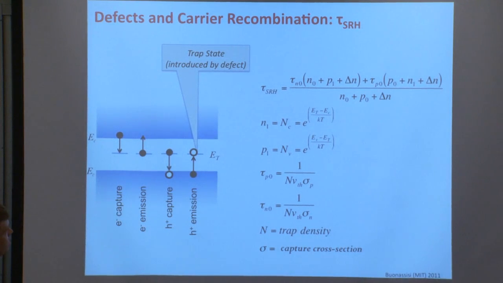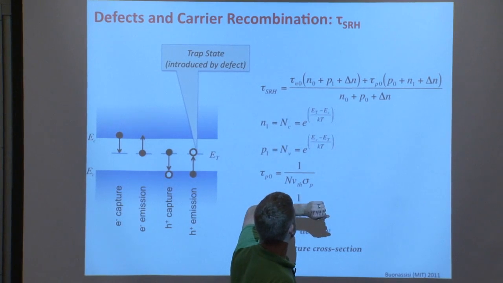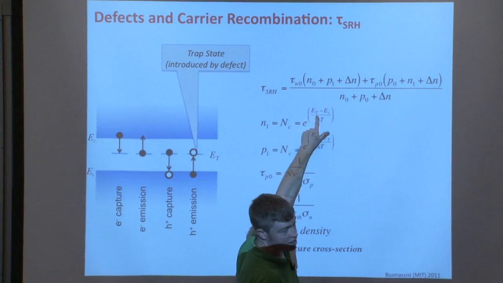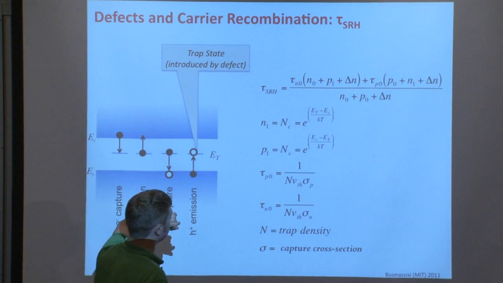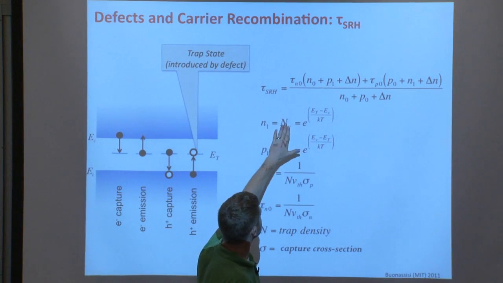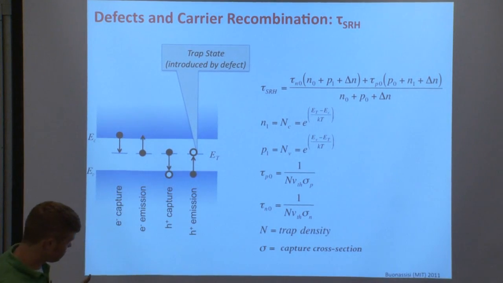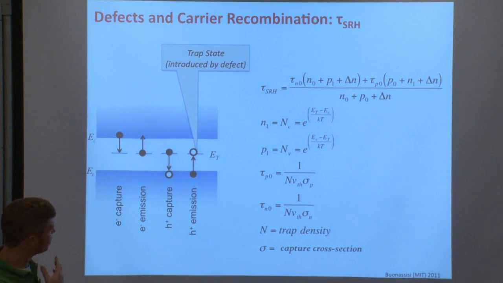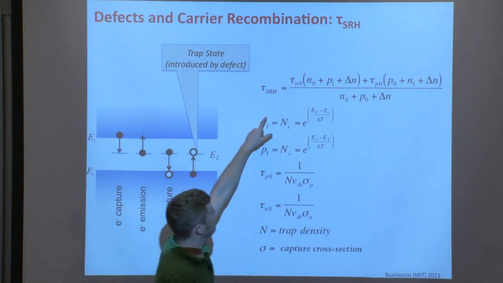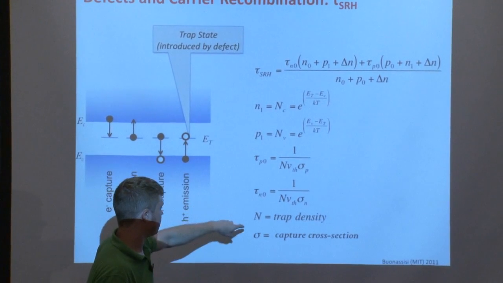And there's a bunch of things that go into these equations here. It depends on a lot of the energy of this trap state. It depends on the carrier excitation. We'll talk about that in another few slides. And it also depends on the effective hole and electron lifetimes. And those are limited by your trap density.